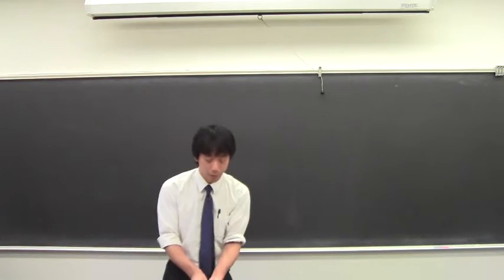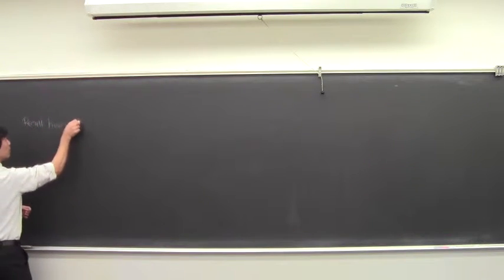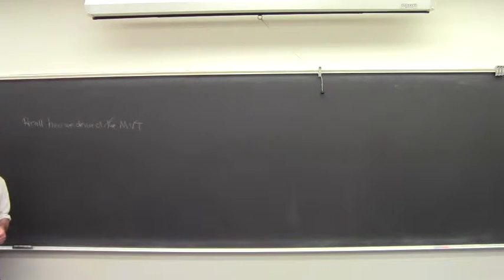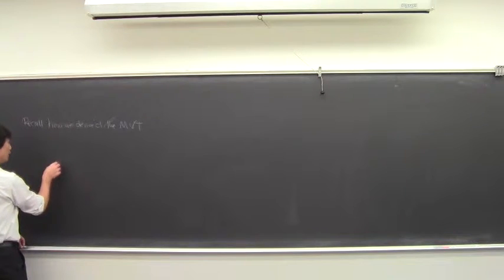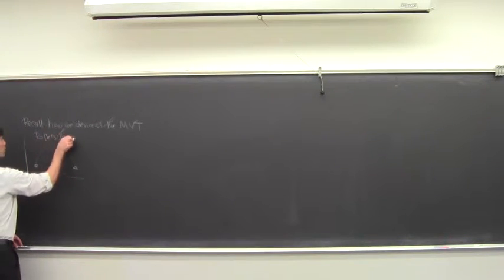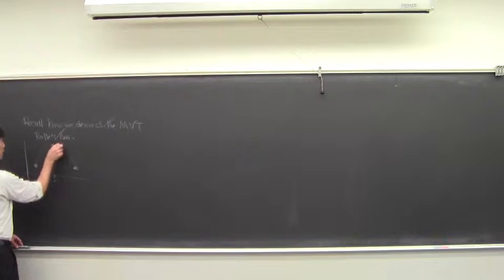Okay, so let me start you off with a little puzzle or question. Recall how we derived the mean value theorem. We started off with Rolle's theorem, right? Which said something like this: if your function starts and ends at the same height, then there's some place where the derivative is zero. So Rolle's theorem said there's some place where the derivative is zero.